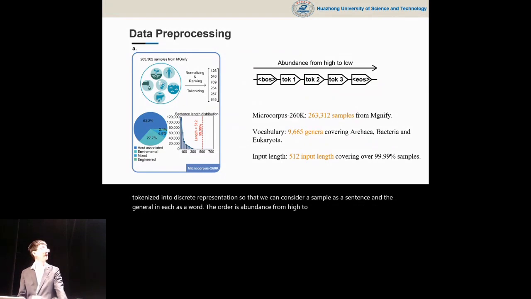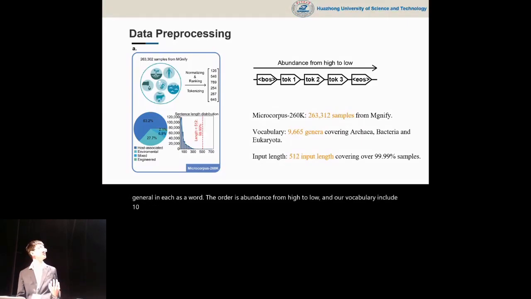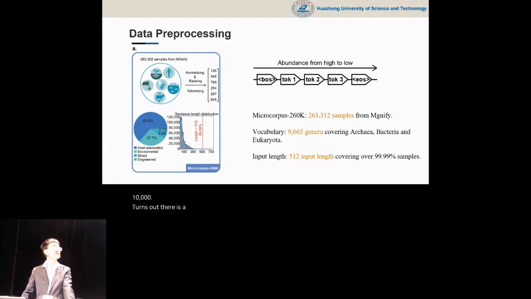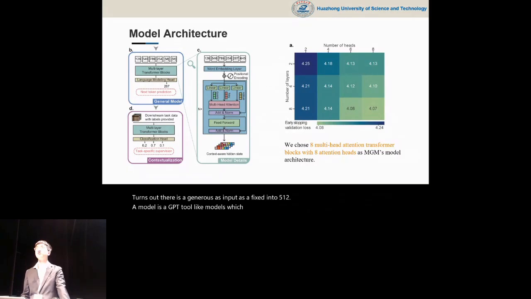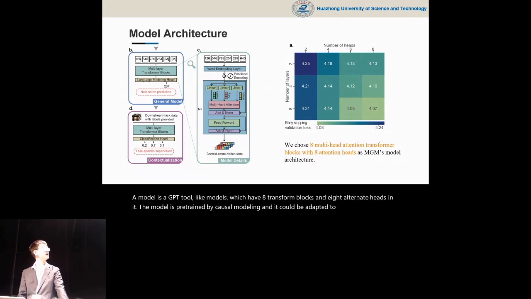Our vocabulary includes 10,000 genera, and the input length is up to 512. Our model is a GPT-2-like model, which has 8 transformer blocks and 8 attention heads. The model is pre-trained by causal language modeling, and it can be adapted to downstream tasks by transfer learning.